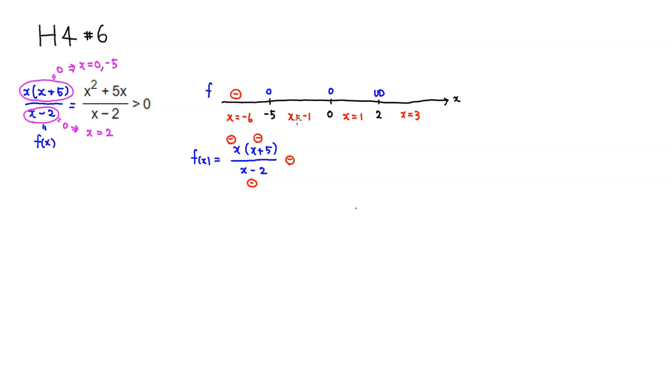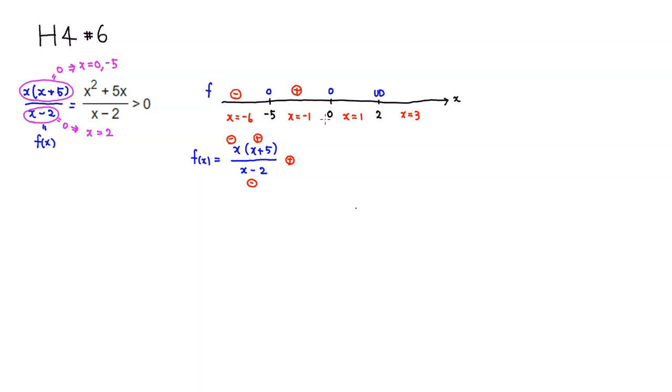So let's try -1. With -1, x is negative. -1 plus 5 becomes positive. -1 minus 2 is negative. So negative times positive is negative. Negative divided by negative is now positive. So we know that we have a positive sign there. Now let's try x equals 1.